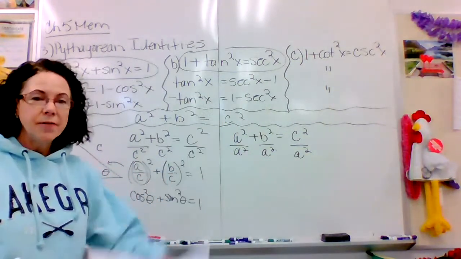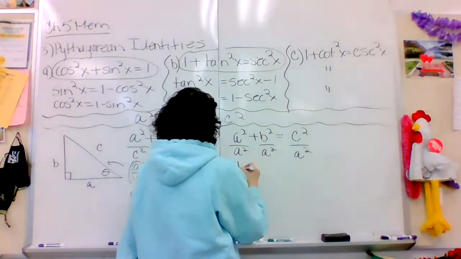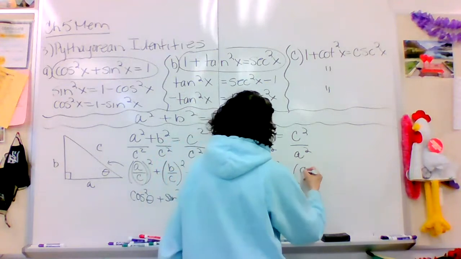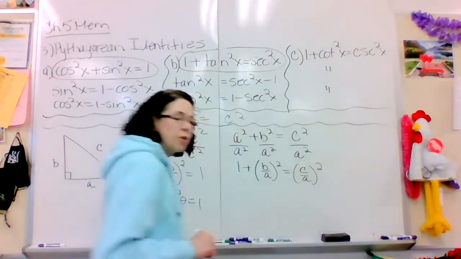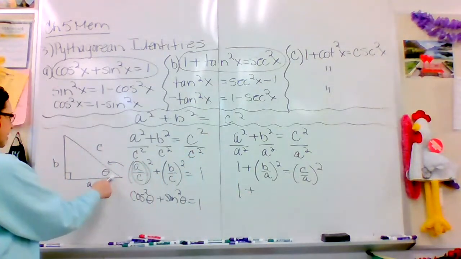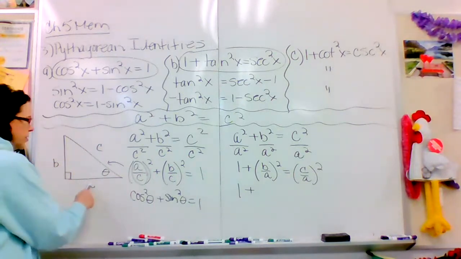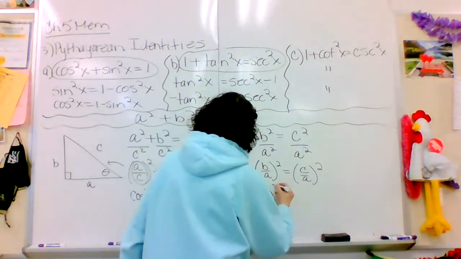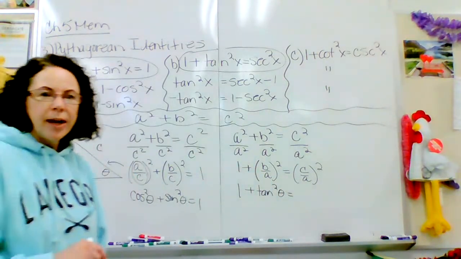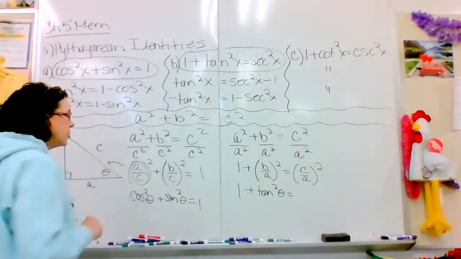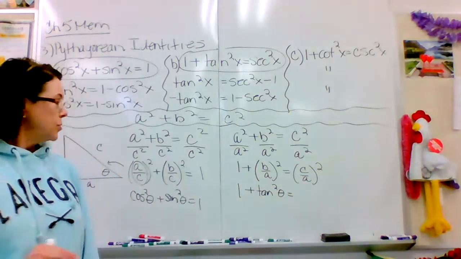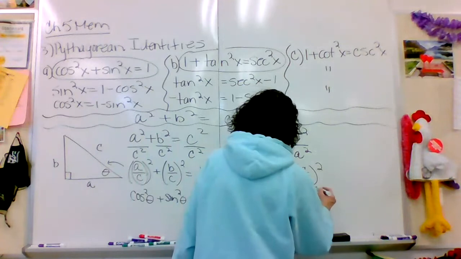Right? If I can divide everything by a squared, here I have 1 plus b over a squared equals c over a squared. Let's go back to our triangle. B over a is tangent of theta, right? Tangent of theta is opposite over adjacent. Now c over a, that's hypotenuse over adjacent, right? If it was adjacent over hypotenuse, that would be cosine, but it's the reciprocal of cosine, and so this is secant squared. And it's true.